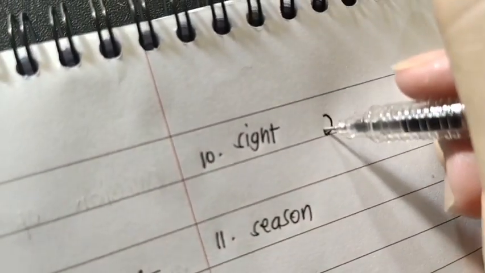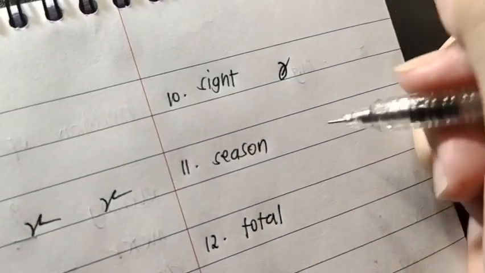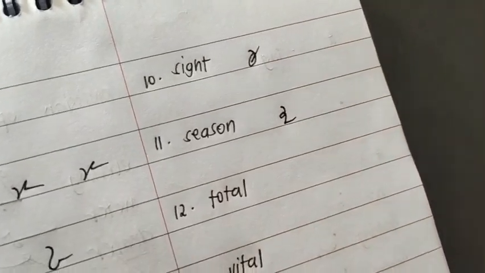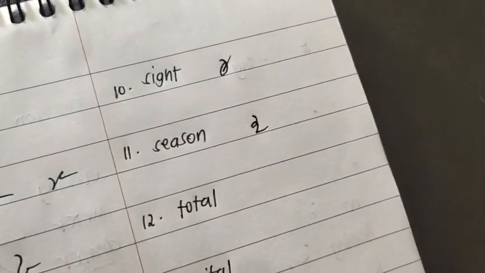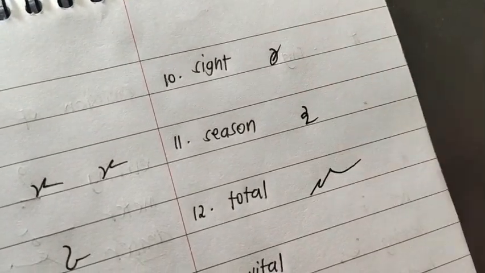Okay, next is the word sight. Spell what you hear. So we have S-I-T, sight. Next is season. So we have S-E-S, season. N, omission of letter. Wala ang O. Next is total. We have T-O-T-L, total.